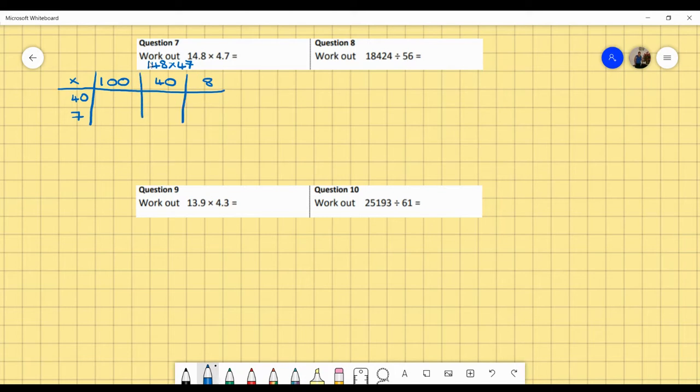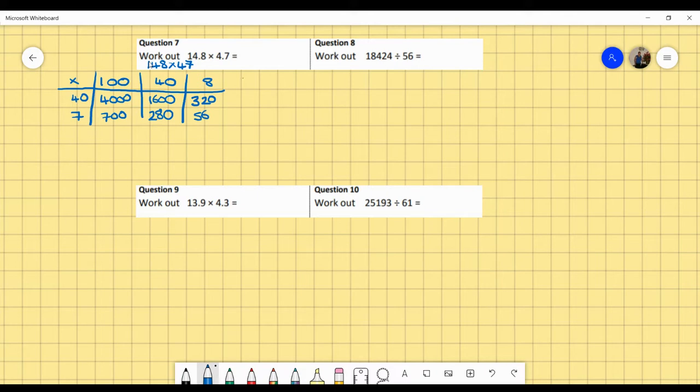So 4 times 100 is 400, so 40 times 100 is 4,000. 4 times 4 is 16, 40 times 4 is 160, so 40 times 40 is 1,600. 4 times 8 is 32, so 40 times 8 is 320. Then 7 times 100 is 700. 7 times 4 is 28, so 7 times 40 is 280. And 7 times 8 is 56.